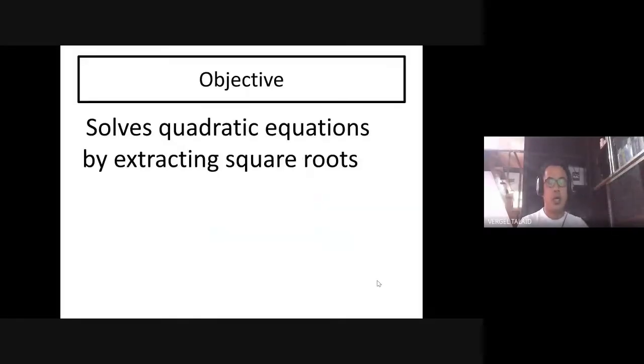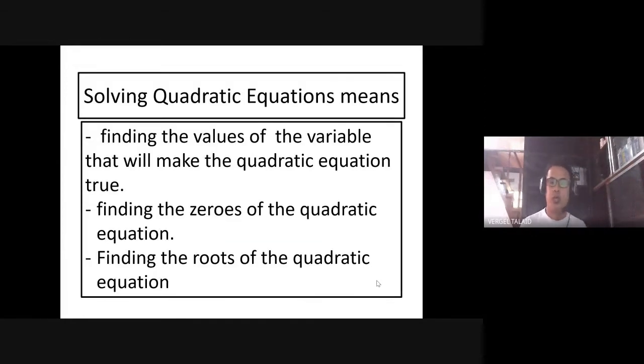This time, let us have solving quadratic equation by extracting square roots. Now, what do you mean by solving quadratic equation? So when you talk about solving quadratic equation, it is simply finding the values of the variable that will make the quadratic equation true. Or it is finding the zeros of a quadratic equation.